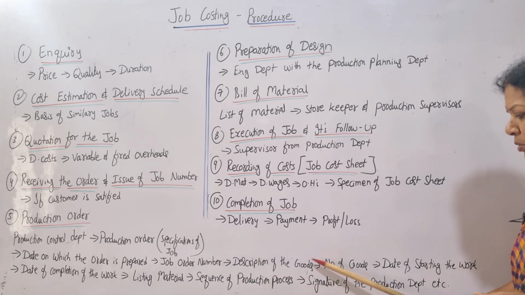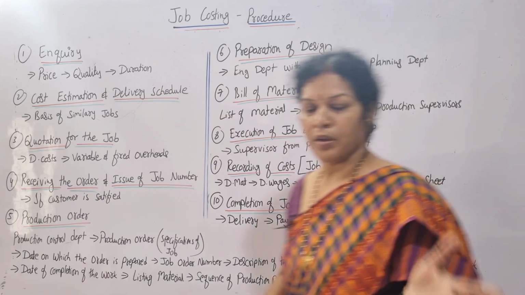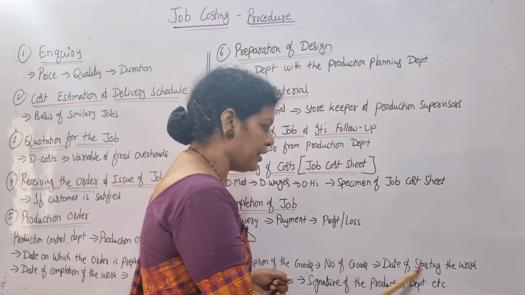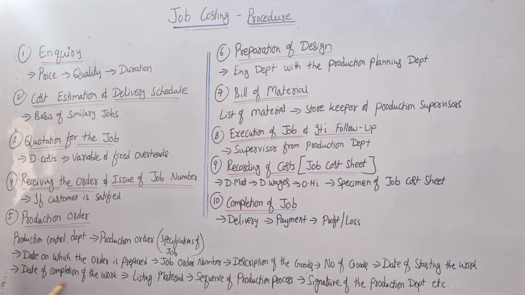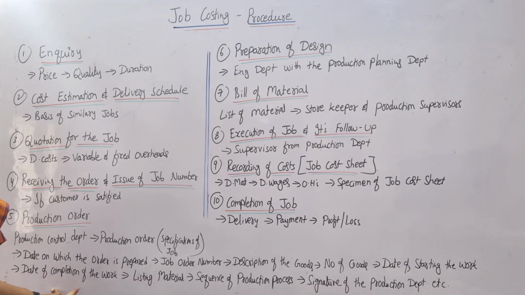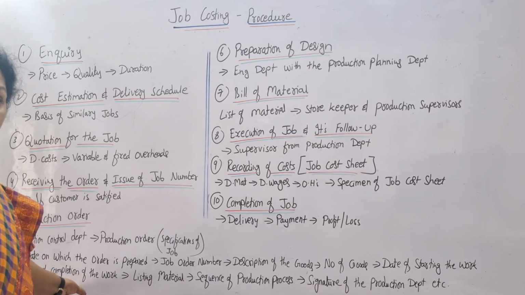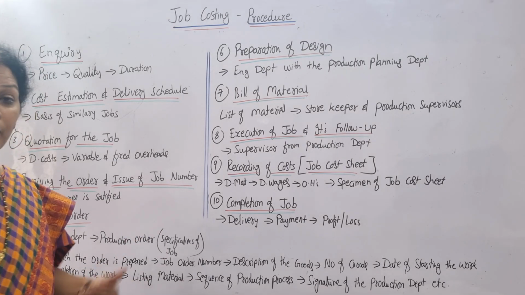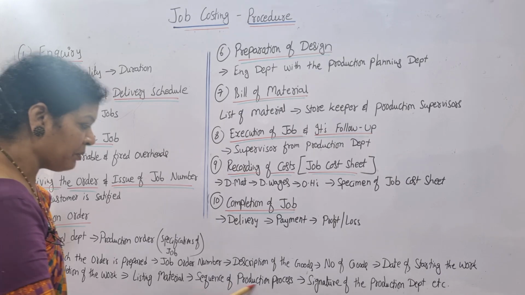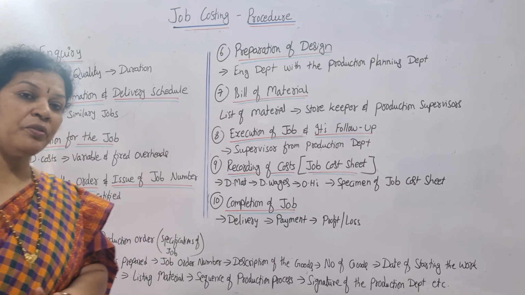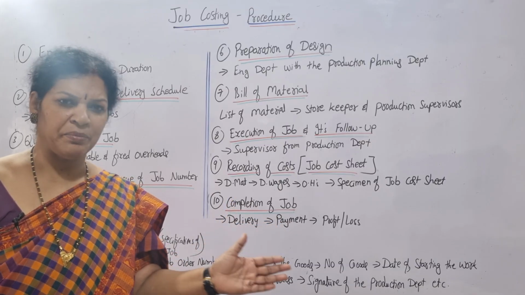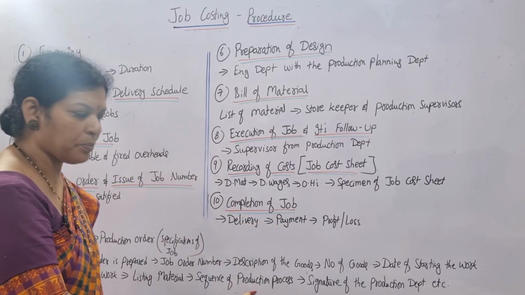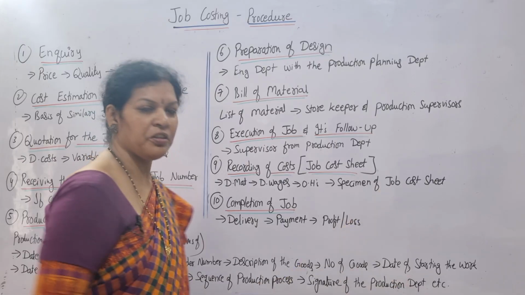The description of the goods and the number of goods they are expecting, and the date of starting the work, when we have to start the work, and the date of completion of the work. Duration is important because we have to deliver the goods on time. Then the listing of material, how much material is required, and the sequence of production process, how to proceed for the production process, process number 1, 2, as we have learned in process costing. And the signature of the production department.